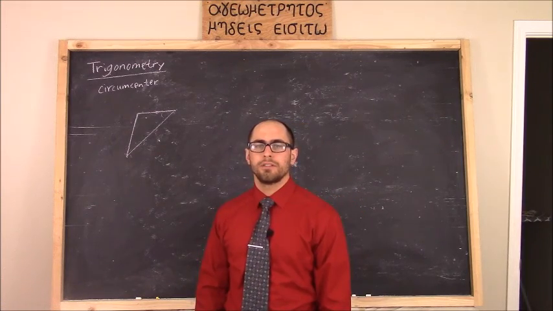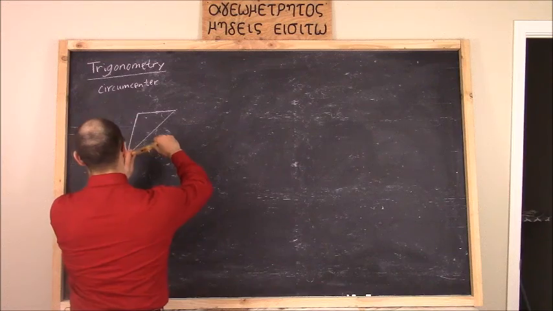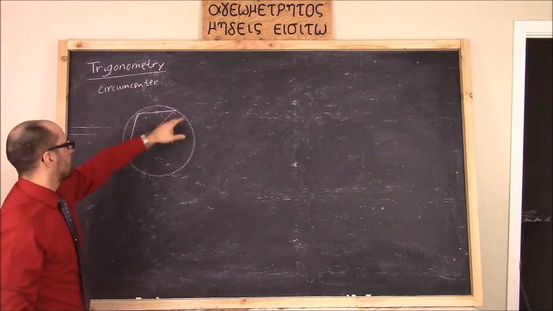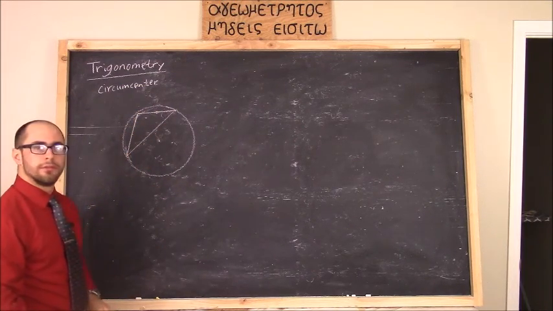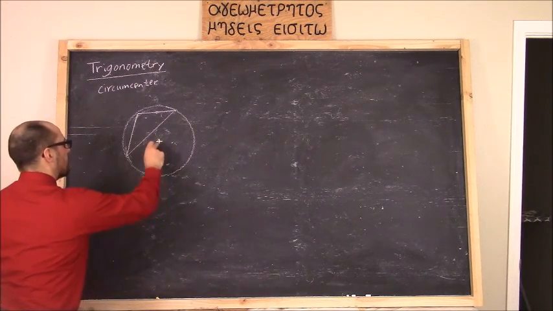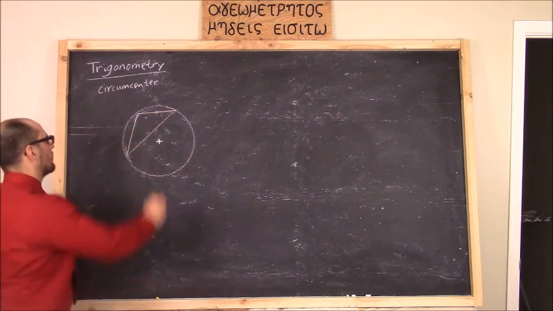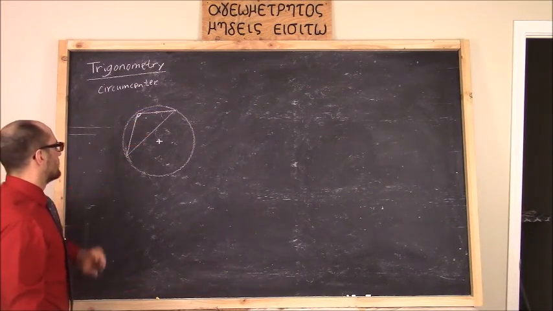It is a point such that if I align my compass, all 3 points of the triangle lie on the circumference of this circle. So in this case, the circumcenter was about right there. Notice this is an obtuse triangle, meaning this angle is greater than 90 degrees.